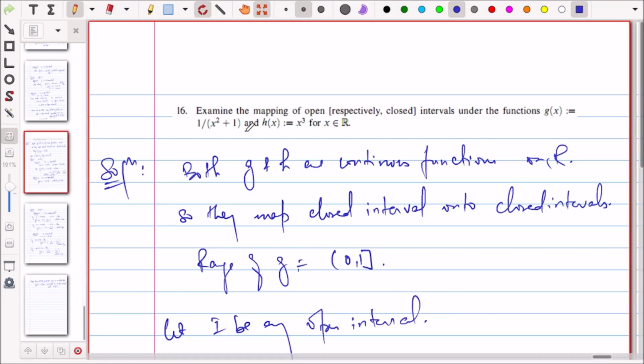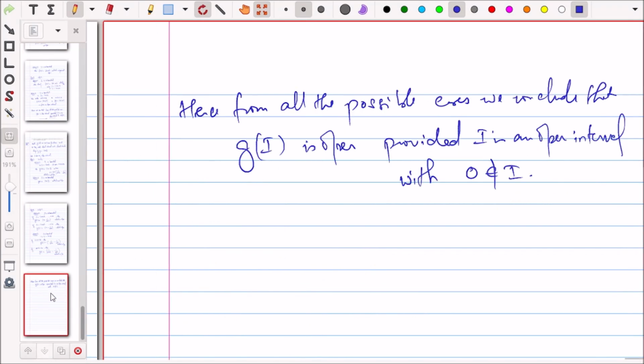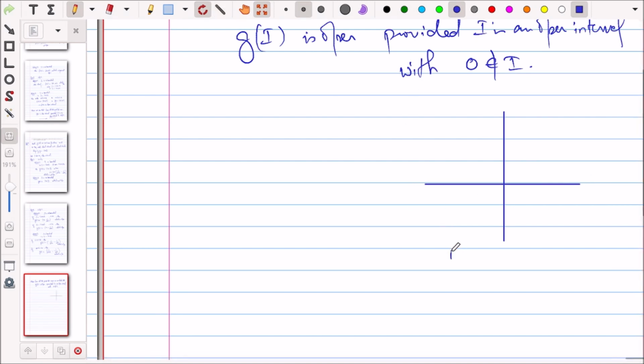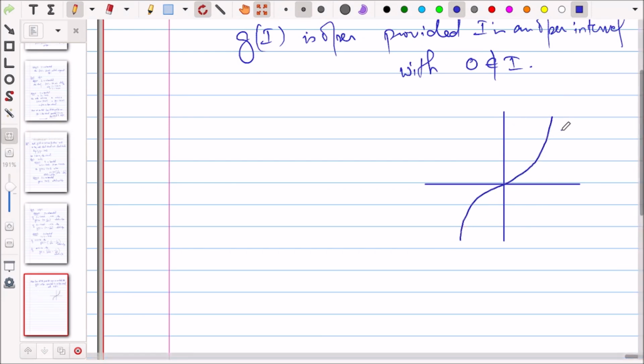Now we have another function h, so we have to talk about h. We have already seen that h, being continuous, maps closed interval to closed interval. So we need to talk about the open interval. To do that, first observe the graph of the function. It is like this. This is the graph of h of x equal to x cube for all x belonging to R.